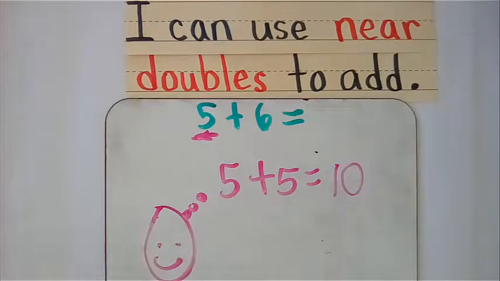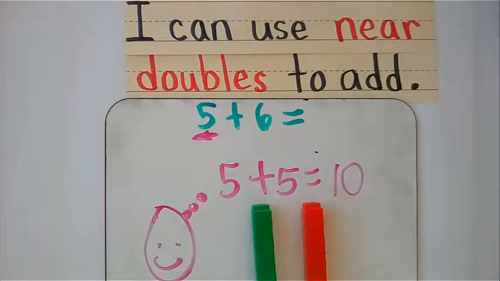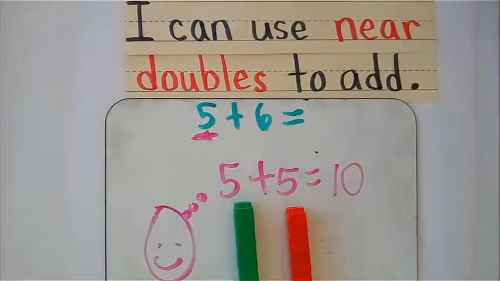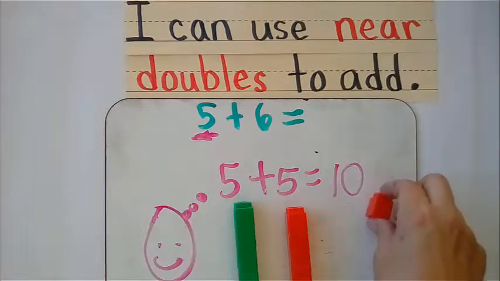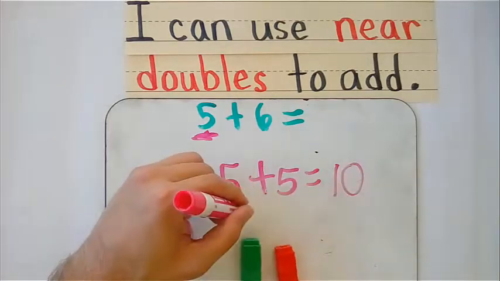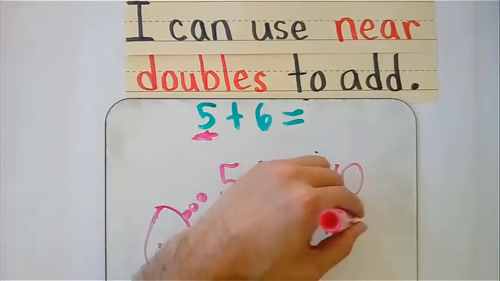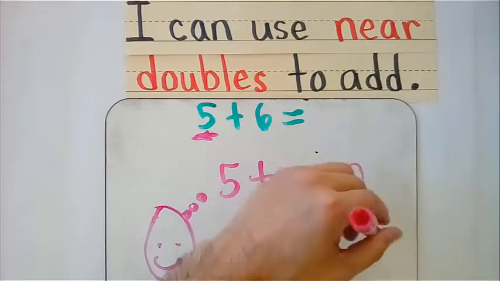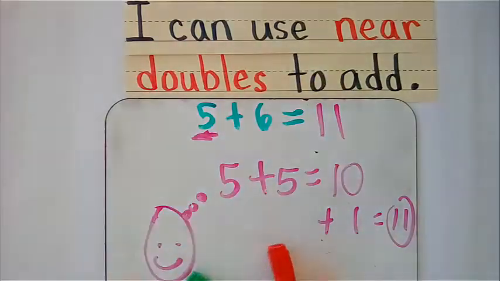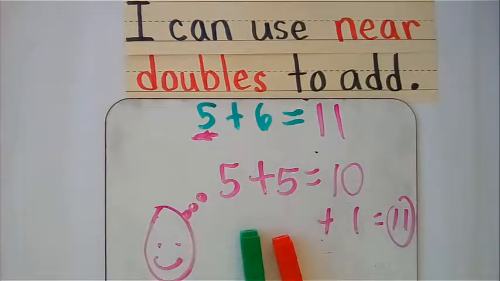I know that. So if I have 10, and I add one more, because this isn't really a 5, it's supposed to be a 6, I know that 6 is one more. So now I have 10 plus one more, that makes 11. So in my brain I'm thinking plus 1, and then it's going to make 11. So I know that 5 plus 6 is 11. Okay, so that's one way to do it.